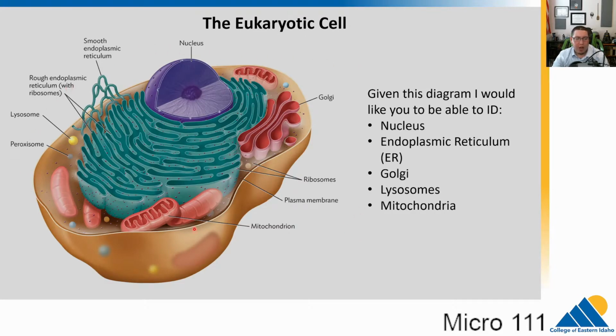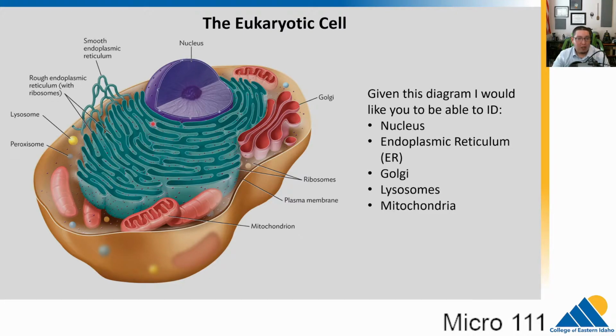Okay, so this is the diagram of a eukaryotic cell. And given this diagram, I'd like you to be able to identify some of the parts of it. The nucleus, which here has a nuclear membrane that surrounds the DNA, the chromosomes of a eukaryote. Eukaryotic chromosomes tend to be linear. Endoplasmic reticulum, this is slightly outside the nuclear membrane and stretches out.